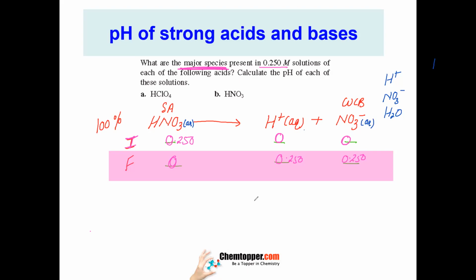What's the pH? Negative log of the concentration of H plus. And I think it's the same answer we were getting earlier because the concentration of the H plus is the same. So it is 0.602. Negative log of this 0.250. So that's how you're going to determine the pH of a strong acid. Exactly in the same way, you're going to determine the pH of strong bases also. But there you'll be working with OH minus.